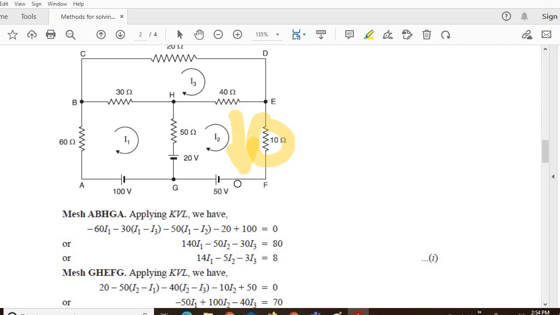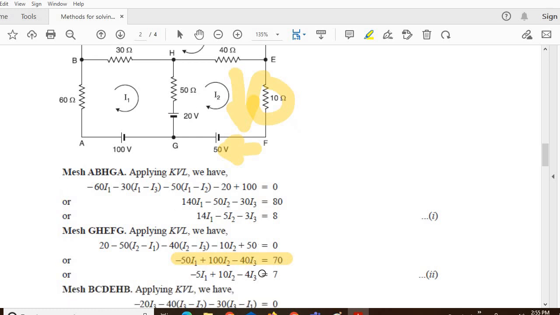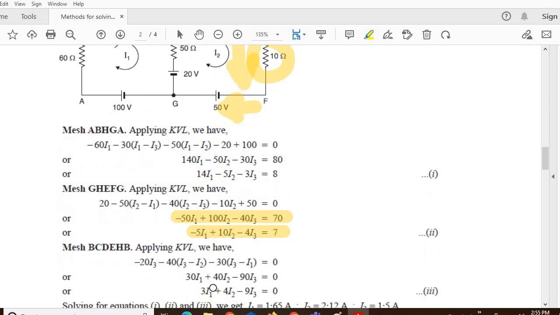And we are traveling towards the positive potential of the battery, so it is plus 50. From this, again, we will have the second equation. Again, divide each term by the common factor of 10, and I will get this as the second equation. Similarly, for the third loop, you can try on your own, where you will get the third equation. So I now have 3 equations, 3 unknowns.